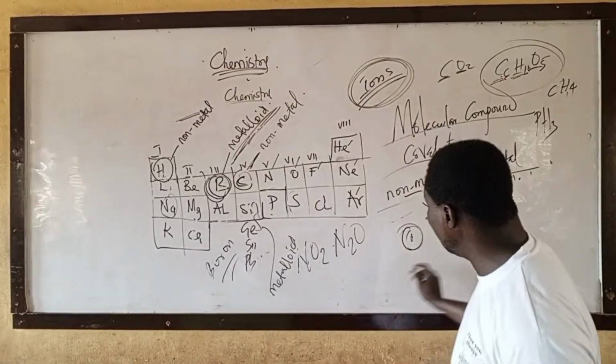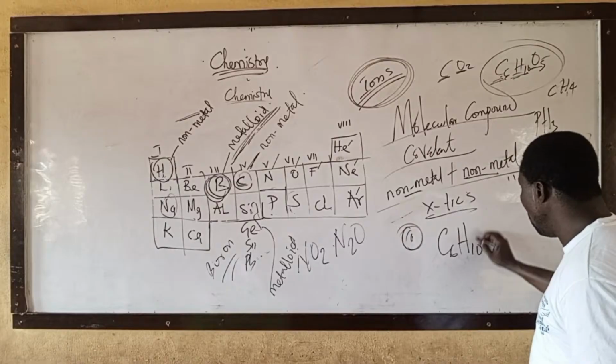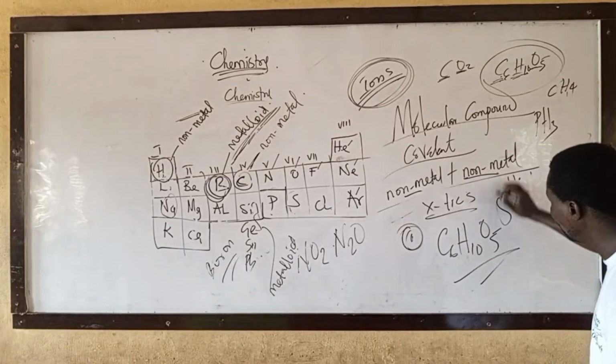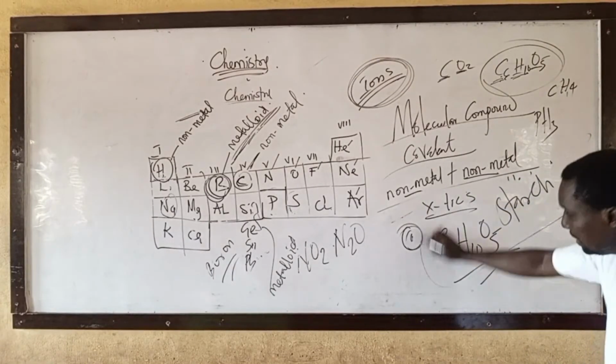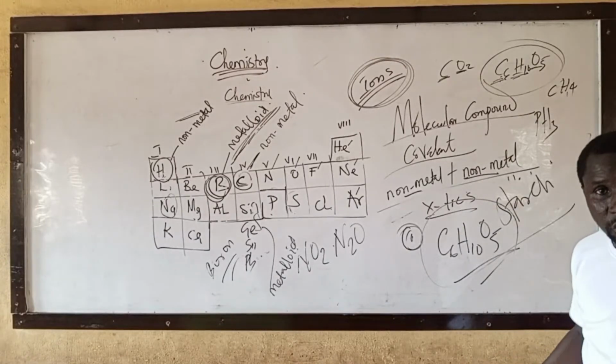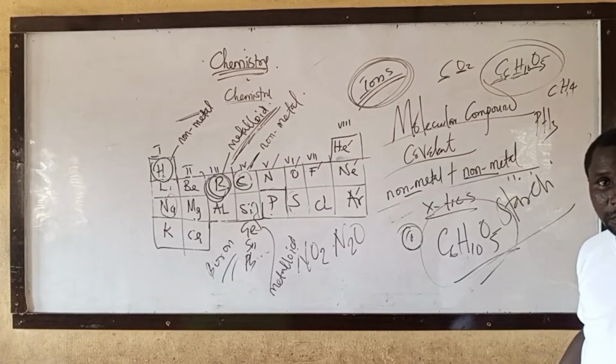But for covalent compound, their physical state, you can have liquid. For example, look at this. C6H10O5. This is what? Starch. Starch is solid.